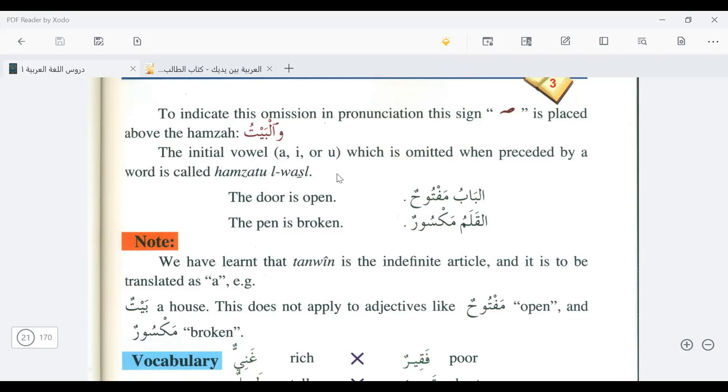The initial vowel A, E, or U, which is omitted when preceded by a word, is called Hamzatul Wasl. Here, A is fatha, E is kasra, U is dhamma. So when you see this sign, in English, in the book, inshallah, you should say A for fatha, E for kasra, U for dhamma.